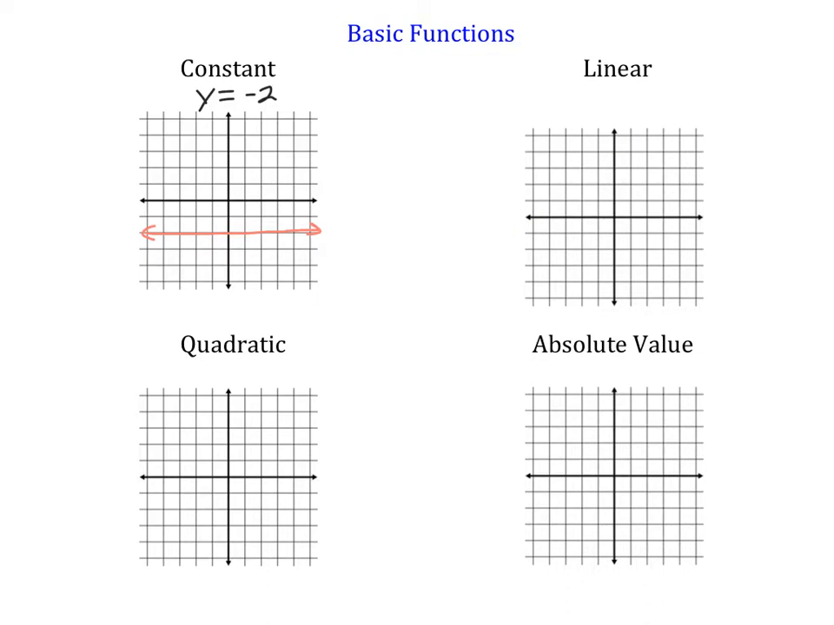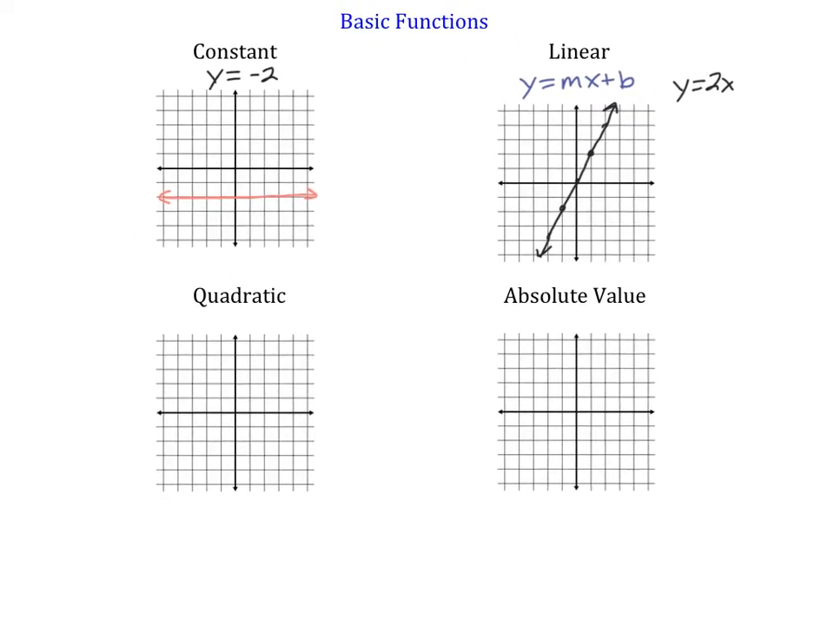A linear function, hopefully you guys remember the most basic form, y equals mx plus b. So that would be something like y equals 2x. So my y-intercept is at 0, my slope is 2 over 1, and we should always get a straight line.